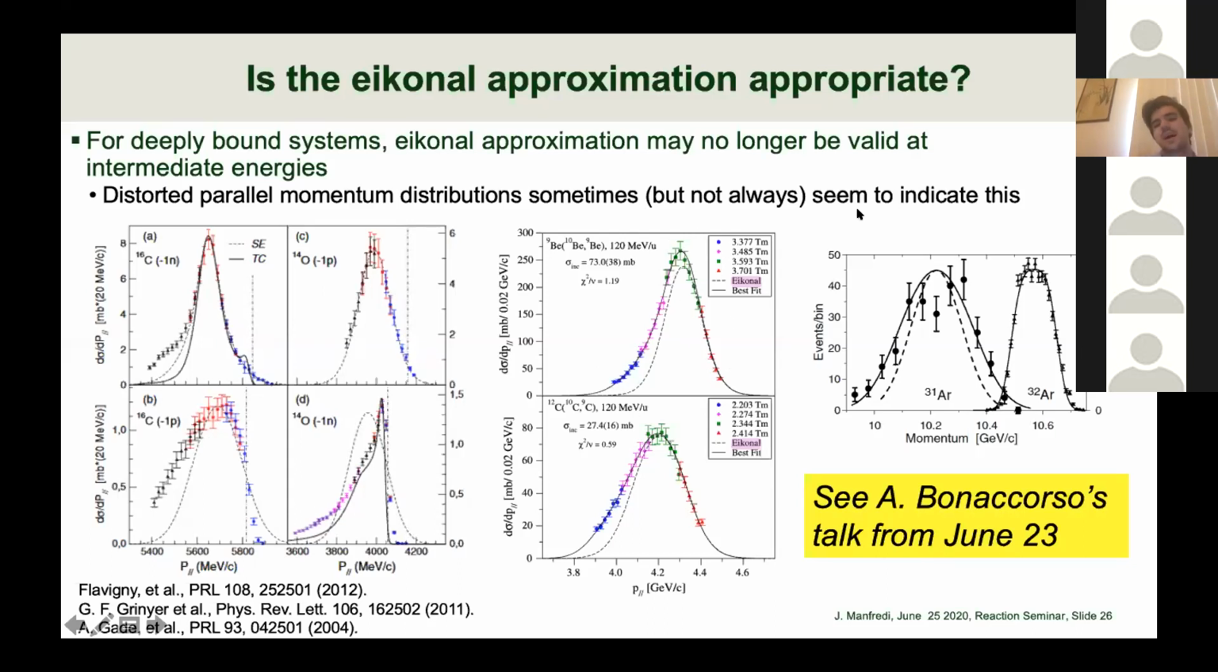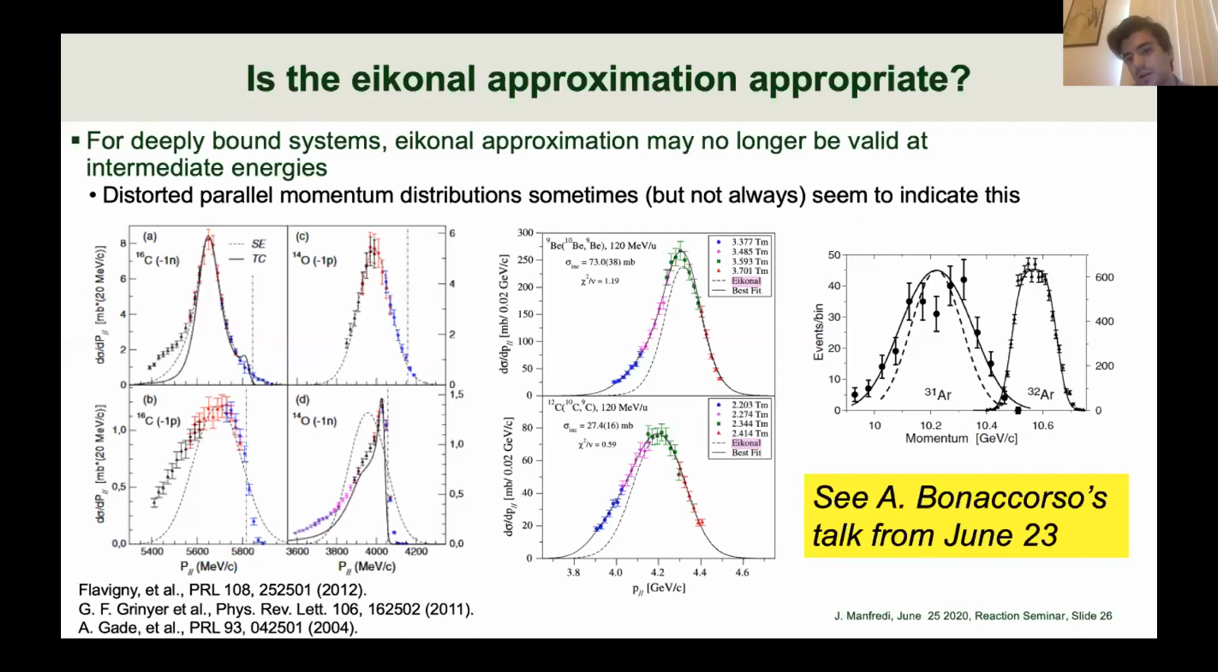But interestingly, it's not always the case. If we look at the argon 32 measurement that I've talked about a few times now, there's obviously not that much statistics because it's a very asymmetric system, and maybe there's something happening here at the peak, but you don't see the really blatant tails that you observe in the other cases. So I encourage you to look at Bonaccorso's talk for more details.